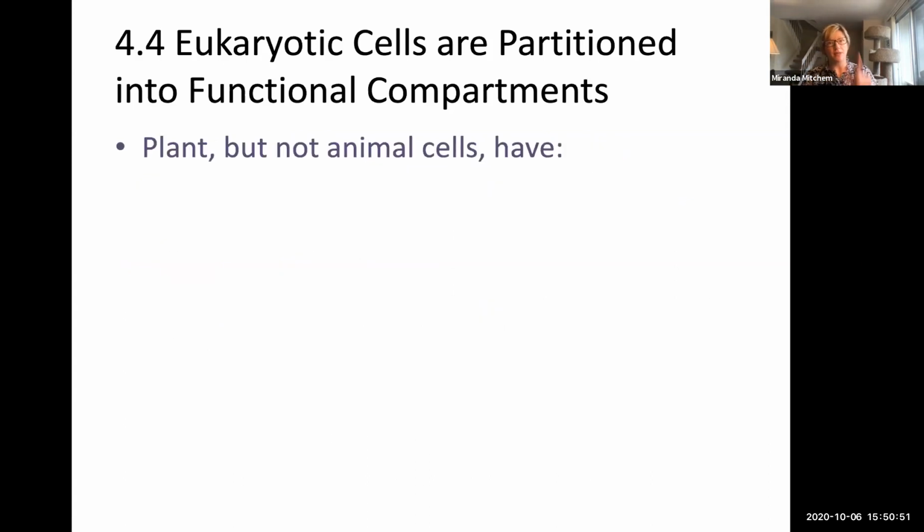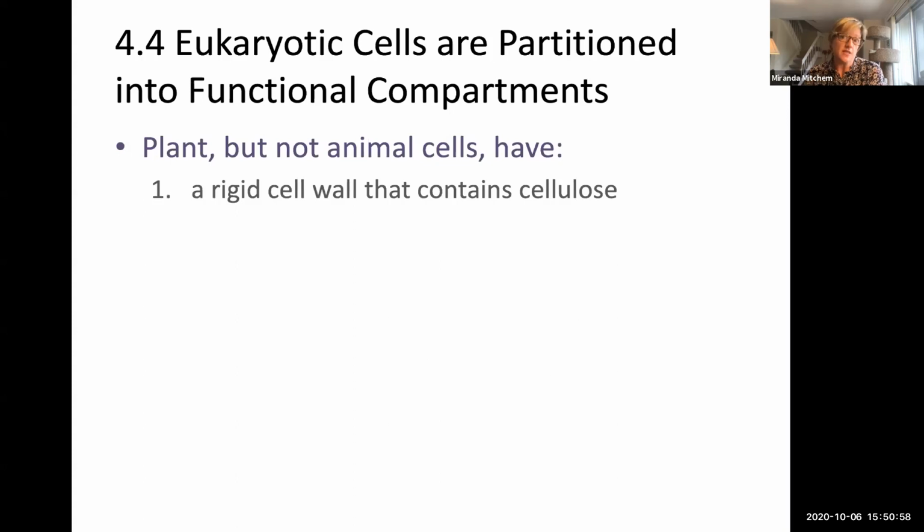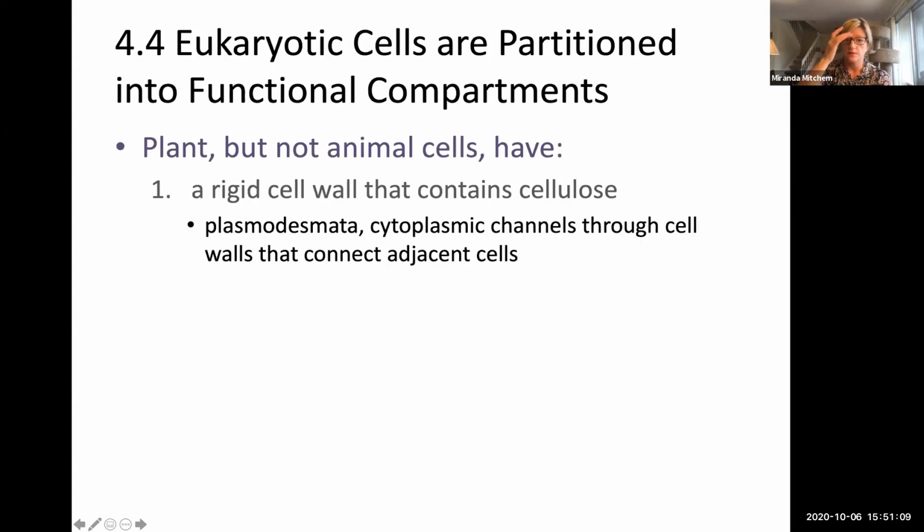Okay, so now in plants, we've got three main structures that are found in plants, but not in animals. The cell wall is one of those. And the plant cell wall is made up of the polysaccharide cellulose, which is a very strong structure. Within the cell wall are holes. They're called plasmodesmata. And these are channels that allow material to move from one cell to the other. We'll look at a picture.